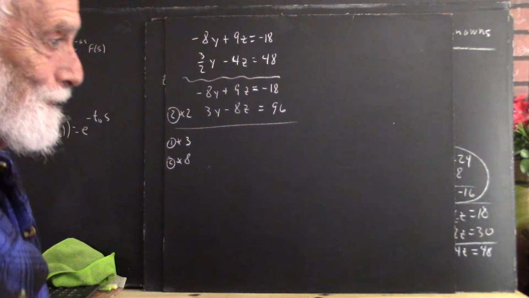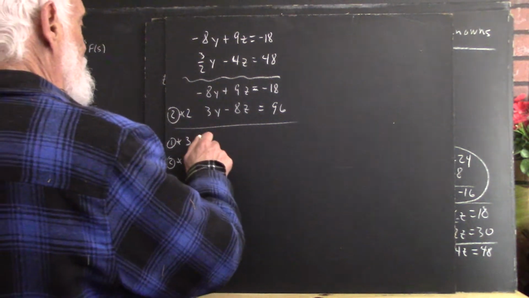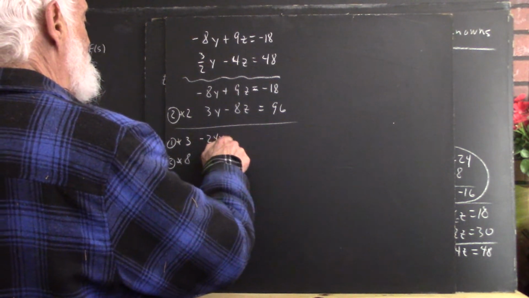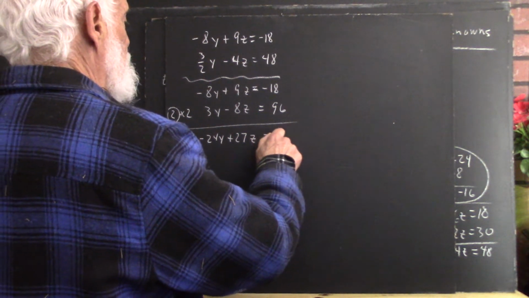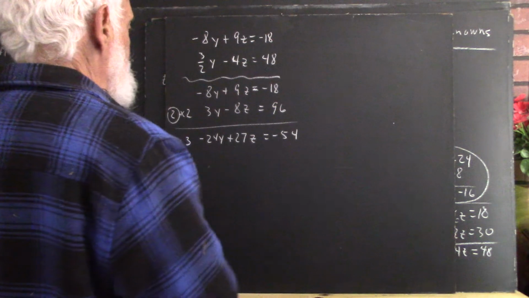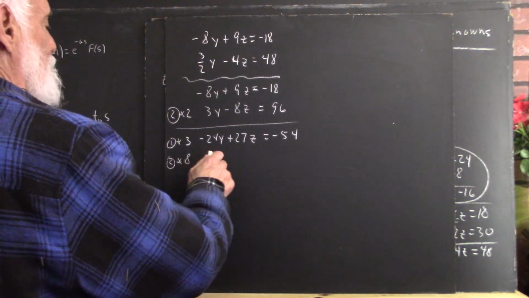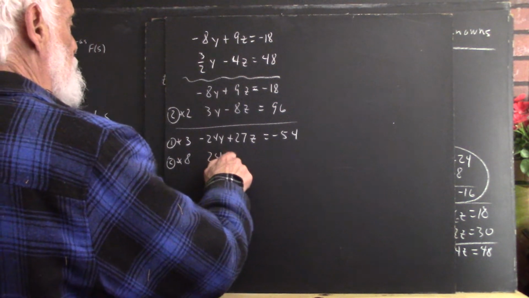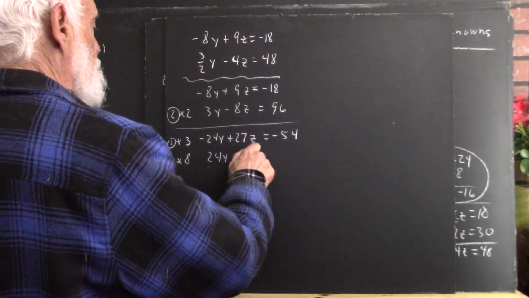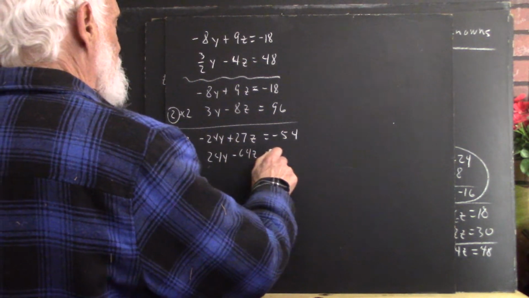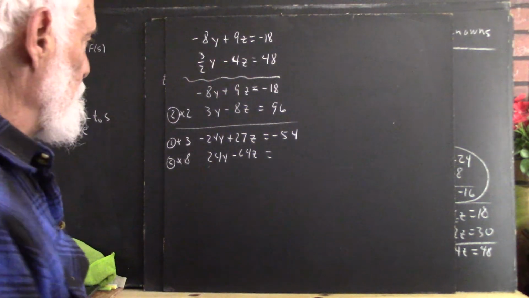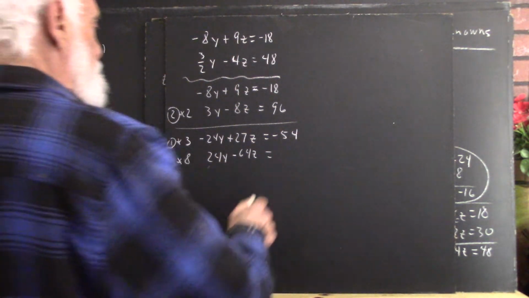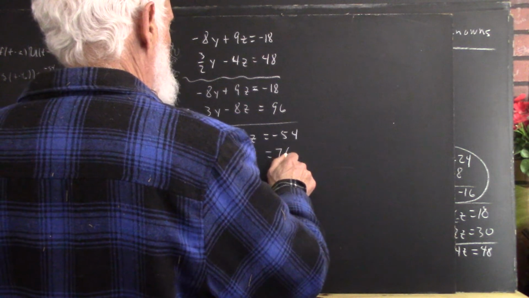Okay? So, I get negative 24y plus 27z equals negative 54. And then, got to get a big number on the right, but you have 24y minus 64z equals 8 times 96. Well, that's 800 less 32, which is 762.